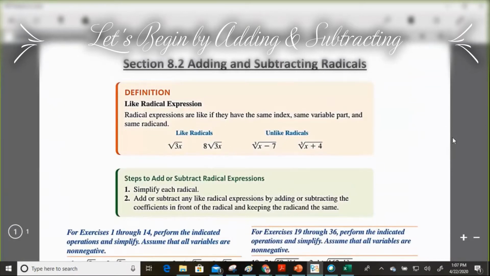The steps: you simplify it first. Just because it doesn't look like it matches doesn't mean that it doesn't. And then you add or subtract any like radical expressions by adding or subtracting the coefficients that are in front of the radical and then keeping the radicand the same. That's very important. So you add or subtract the coefficient and then you keep the radicand the same.